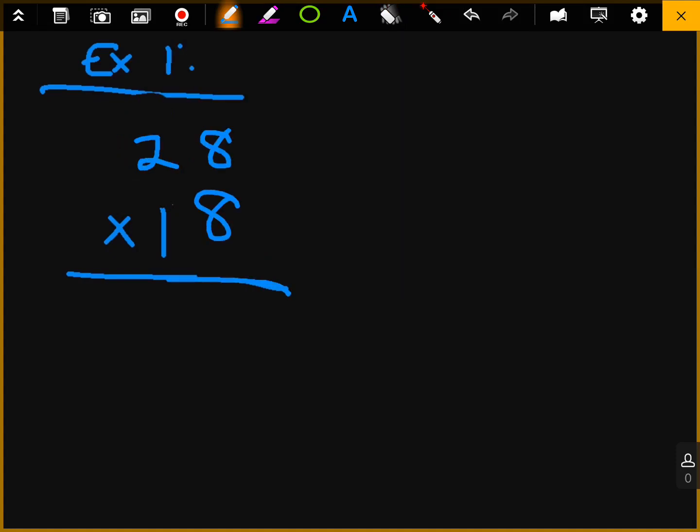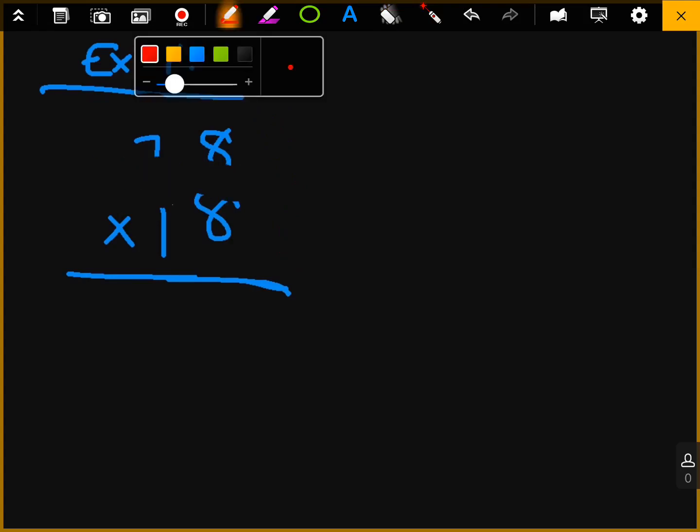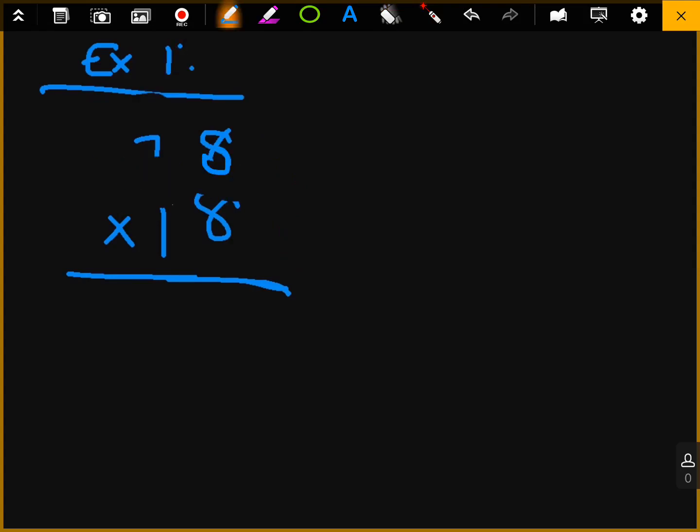And make sure when you do this, you have your numbers lined up nice and organized. Look at these numbers and how I've done this. Everything is lined up and organized, okay? All right. Once again, I have to erase this. Thanks for being patient, you guys. All right, so we have 28 times 18, okay?